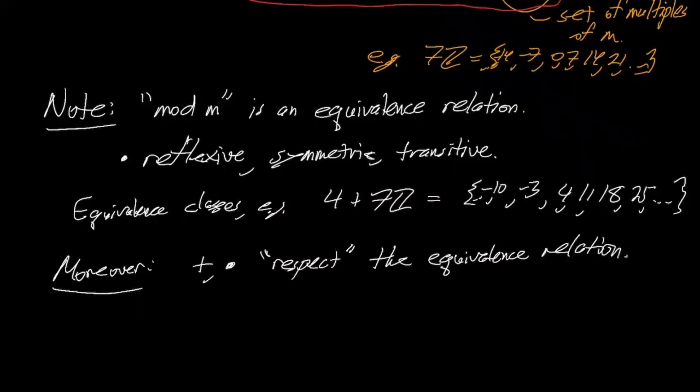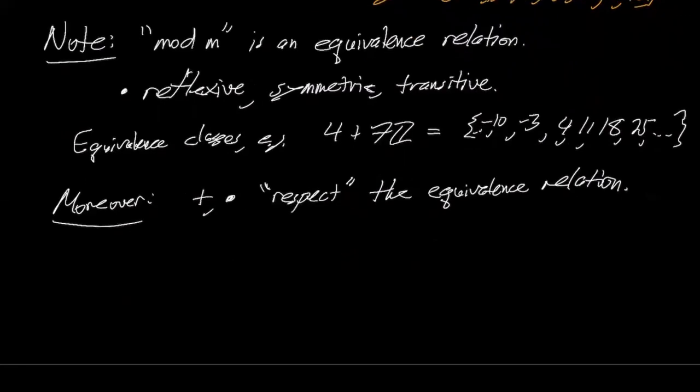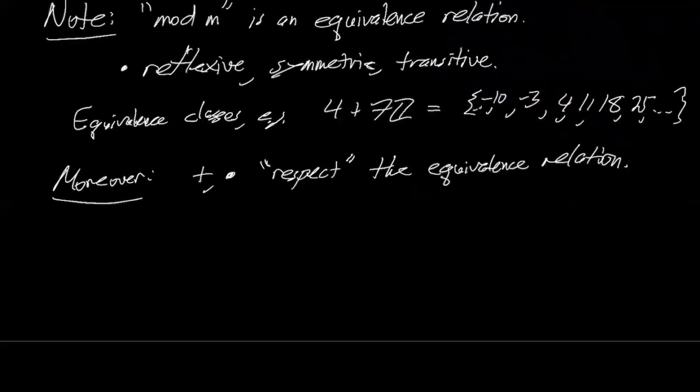What I mean is if you take two things in the same equivalence class and add them, or take things in different equivalence classes and add them, you get something in another equivalence class. But it didn't matter what representative you chose. Let me say this a little better. So there's a proposition here.